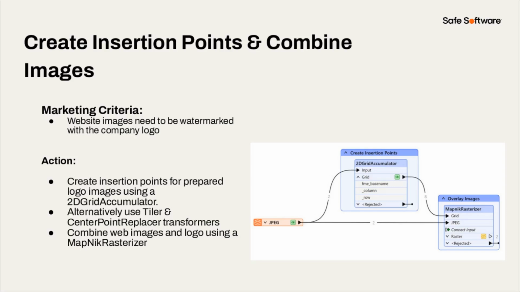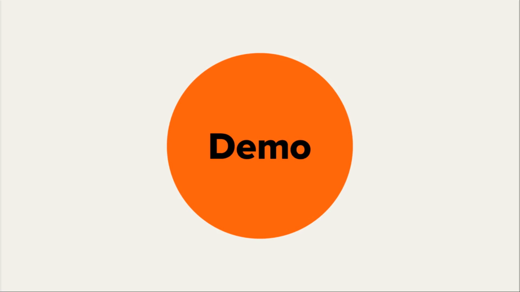center point replacer. Once we've created our insertion points, we're going to use a Mapnik rasterizer to replace each point with a logo. The Mapnik rasterizer gives you fine control over symbolization and labeling using the Mapnik toolkit, so it's really an asset here. Alternatively, to using Mapnik, you could have cloned the image, extracted the point coordinates, and then offset each logo to their respective XY. So let's take a look at how this is done in FME.